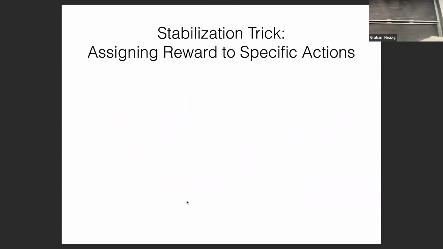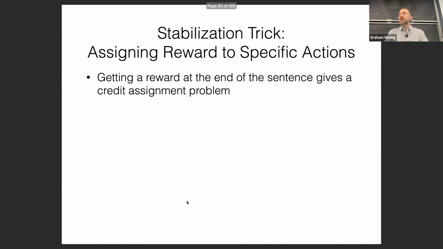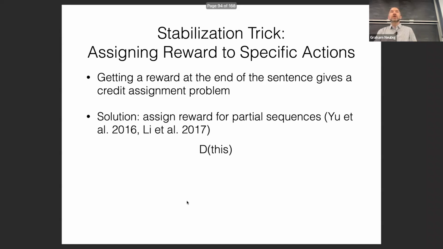So there are some stabilization tricks that you can use. One is assigning rewards from the discriminator to specific actions. And this is actually, I don't know if I talked about reward shaping in the reinforcement learning lecture. Do you know if I did this? Okay. So this is a general trick called reward shaping. And basically what it is you assign a reward for partial sequences.